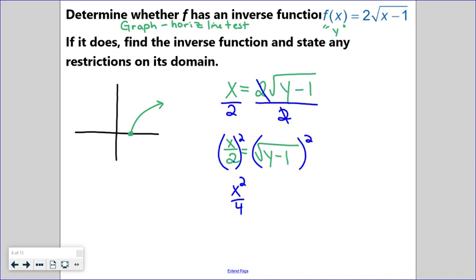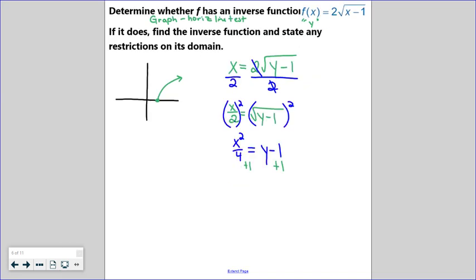And then squaring and square rooting are opposites of each other. I would be left with y minus 1 on the other side. Last step, get that y by itself by adding 1 to both sides. I don't care if you get a common denominator or not at this point. We can write it as x squared over 4 plus 1. Or, if you got a common denominator, it would have been x squared plus 4 over 4.